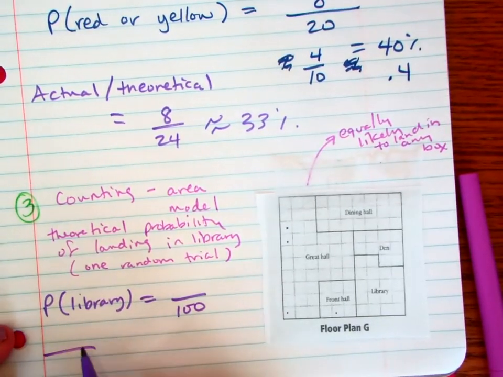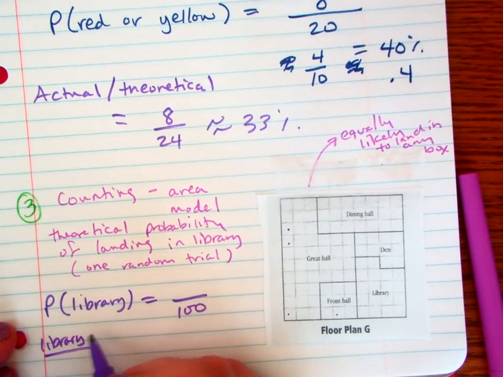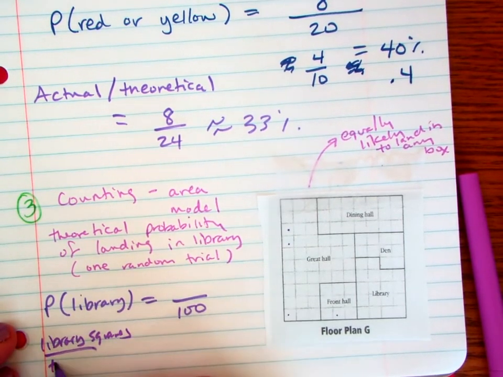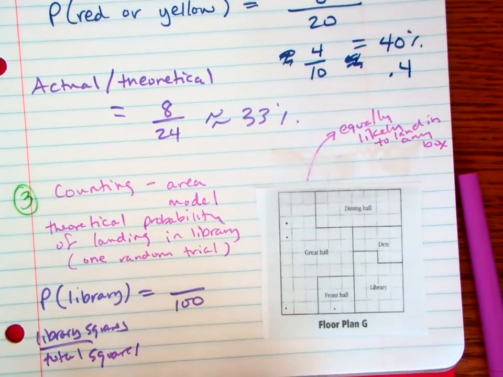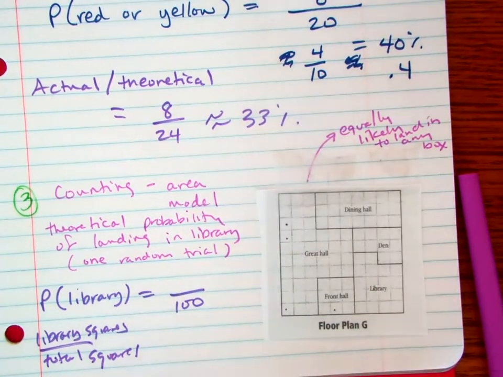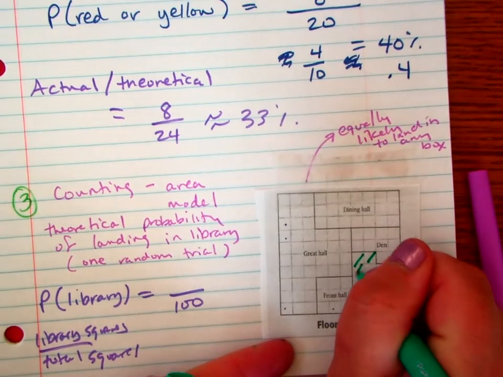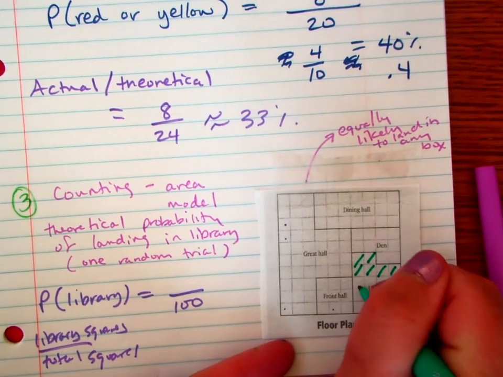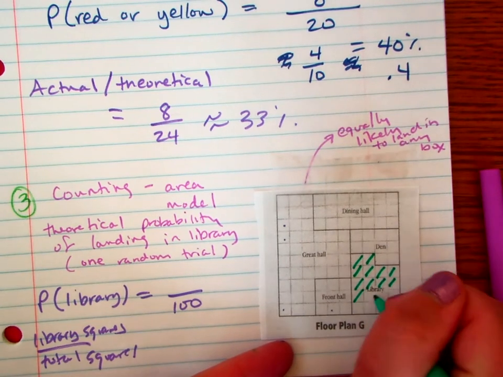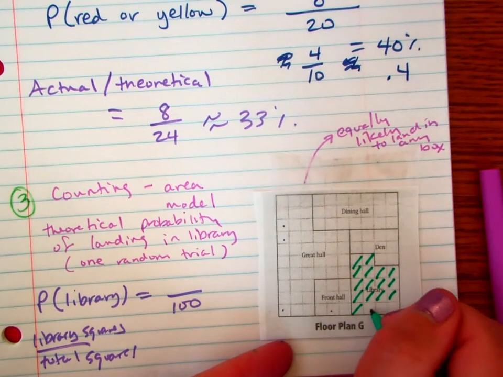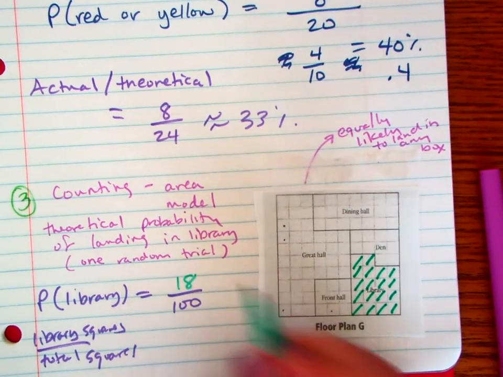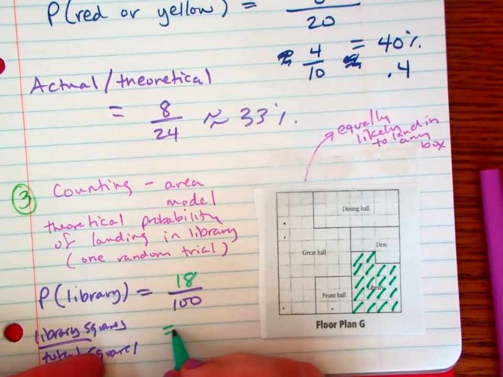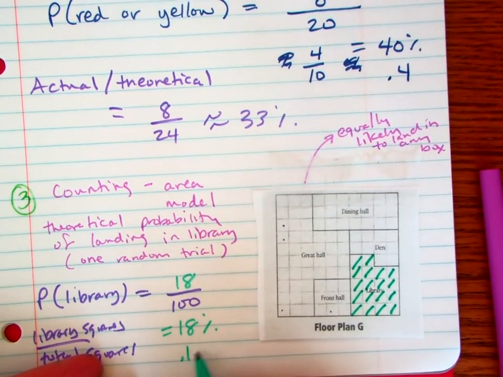So it'll be library squares over total squares. And the probability of landing in the library, now this one I am going to count out: 1, 2, 3, 4, 5, 6, 7, 8, 9, 10, 11, 12, 13, 14, 15, 16, 17, 18. 18 that were in the library. So that's 18 out of 100. In this case, this would be 18% or 0.18.